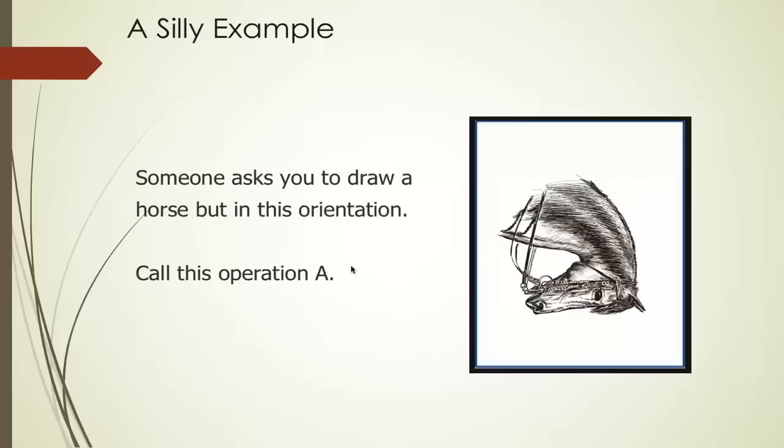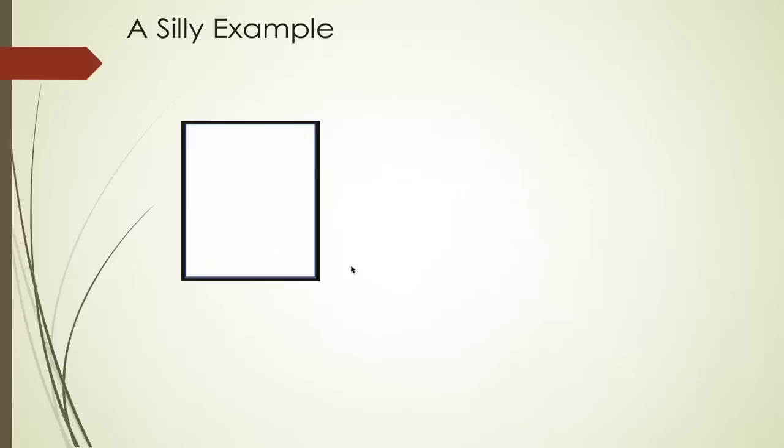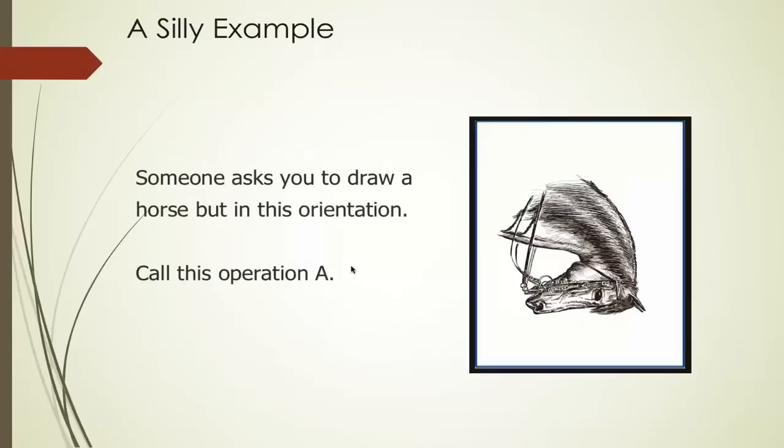Well, if you would try to draw this upside down, that would be a very hard problem, right? So let's call this operation A. And so, of course, we don't want to. So this is how we draw. Well, if I can draw horses standing up, I can draw an upside down horse by doing this same operation.